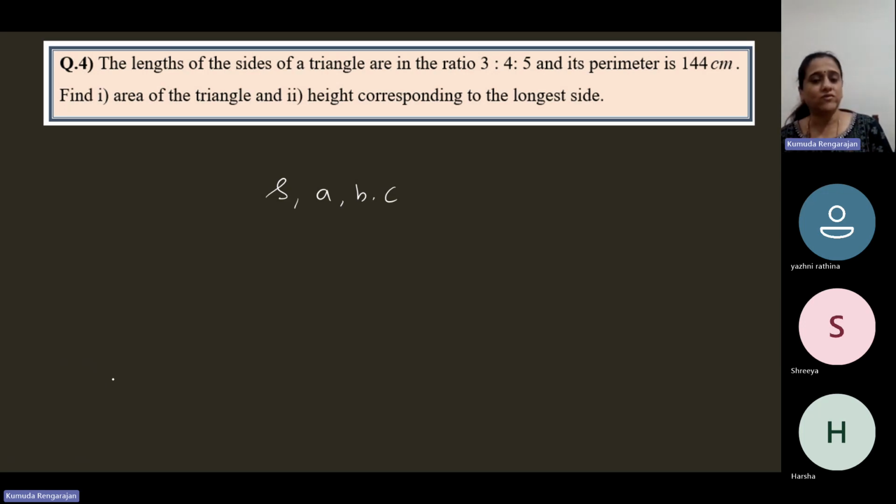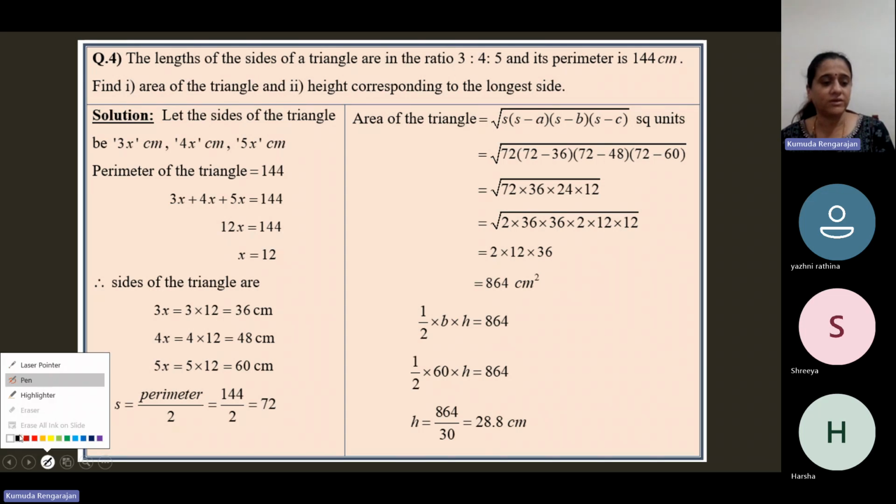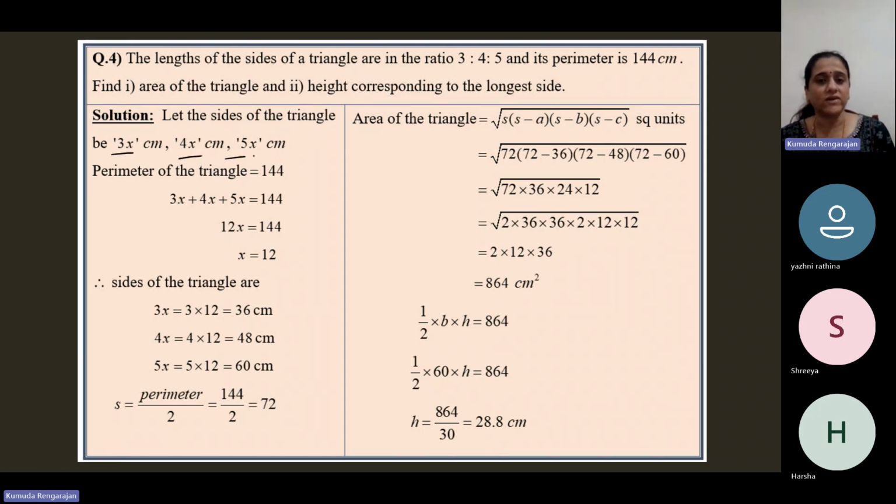What is the value of S? For that, you need to know the values of A, B, and C, and then you should find S. So you should say, let the sides of the triangle be 3x, 4x, and 5x centimeters, because they're in the ratio 3:4:5. Now we are given that the perimeter is 144, which means the sum of the three sides is 144. So 3x plus 4x plus 5x is equal to 144.